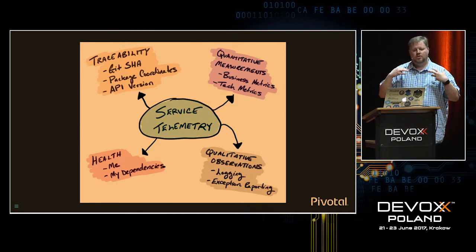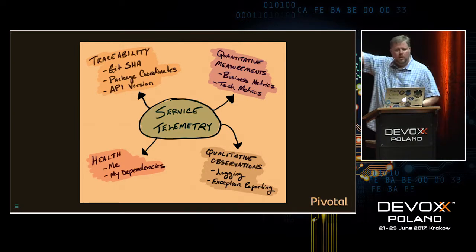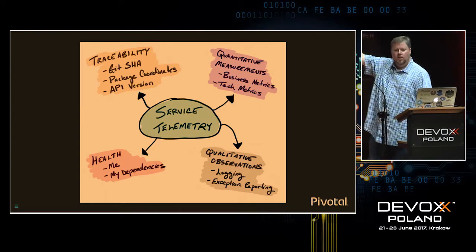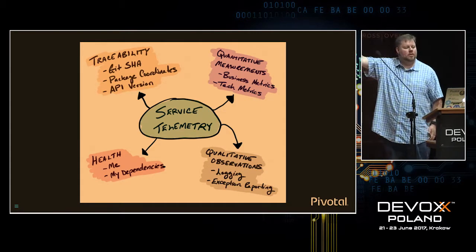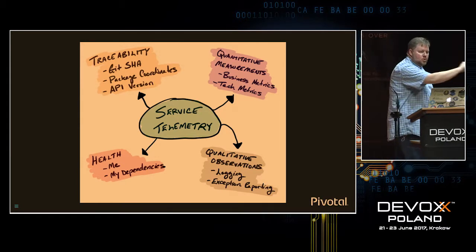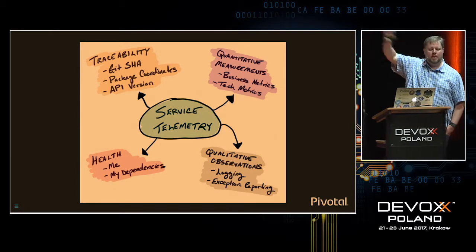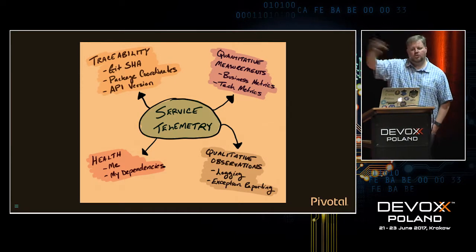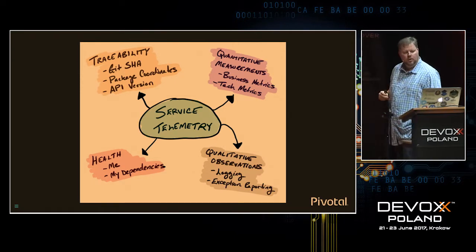So, I want to know traceability. I want to know when I'm looking at a process, what is that process? What code in Git represents that process? What package coordinates in Maven? What API version are we serving up? What features are toggled on or off right now?